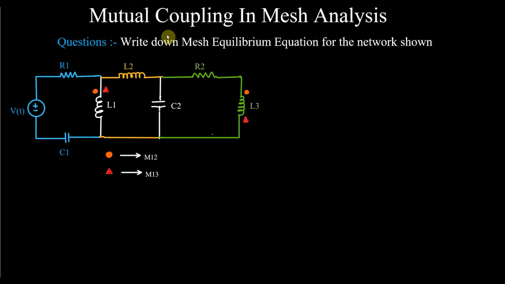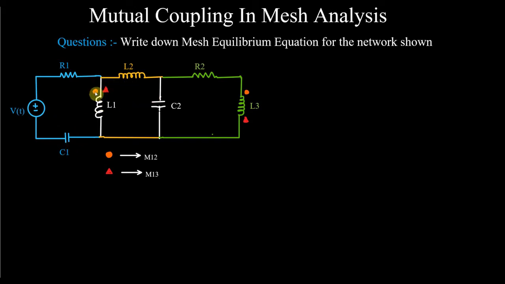So now we will discuss one example based on mutual coupling in mesh analysis. The given question is: write down the mesh equilibrium equation for the network shown. In this network, if you observe, there are 3 loops. In the 3 loops they have resistance, capacitor, inductor, and voltage source.